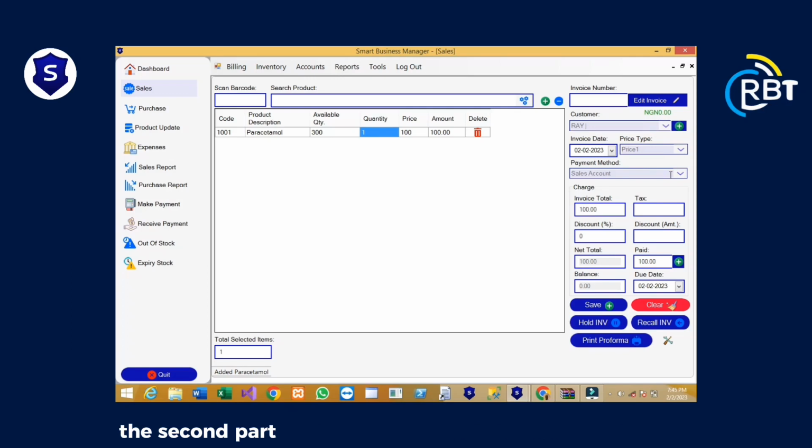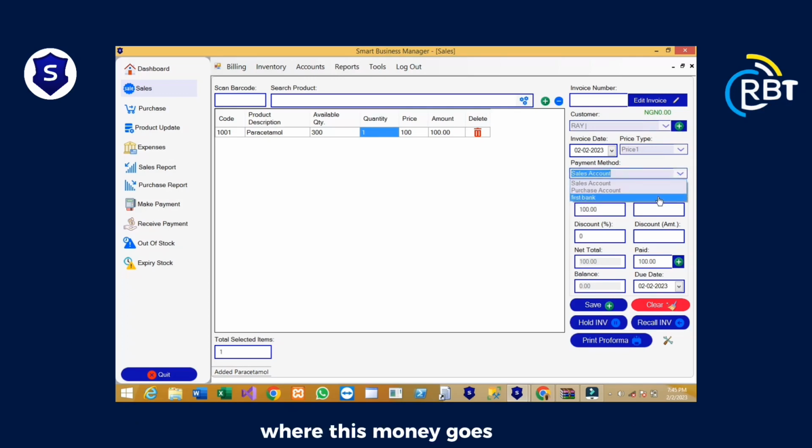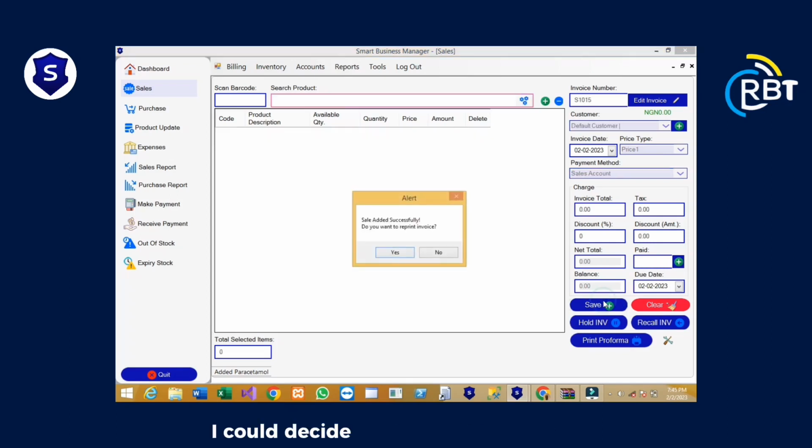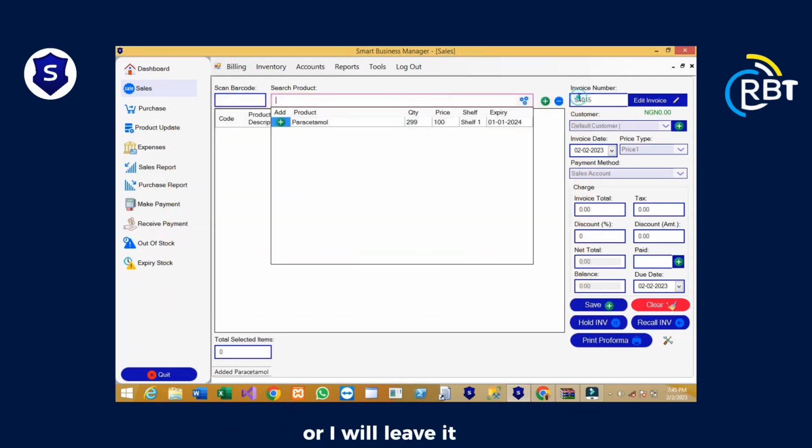Now the second part is that I could select a payment method where this money goes into. So as I'm making this payment, this person is paying me through my cash, my bank, or whatever is going to be selected here, right? Let's say I select this bank and this person pays, right? Today he pays this 100 naira. He pays. I save this. I could decide to print out the invoice in this large format, or I could leave it out.